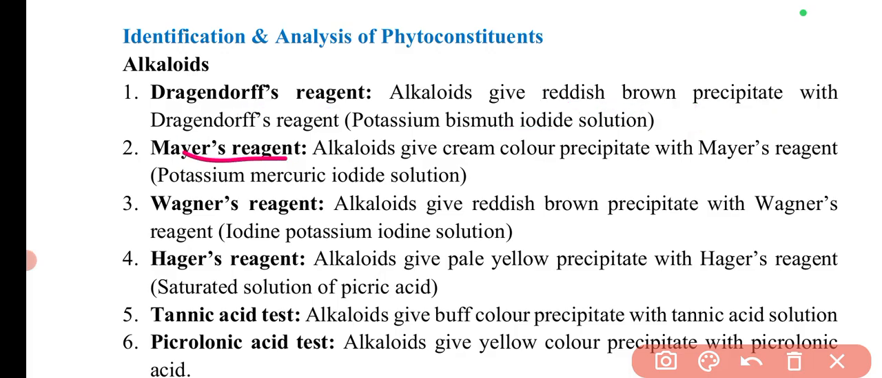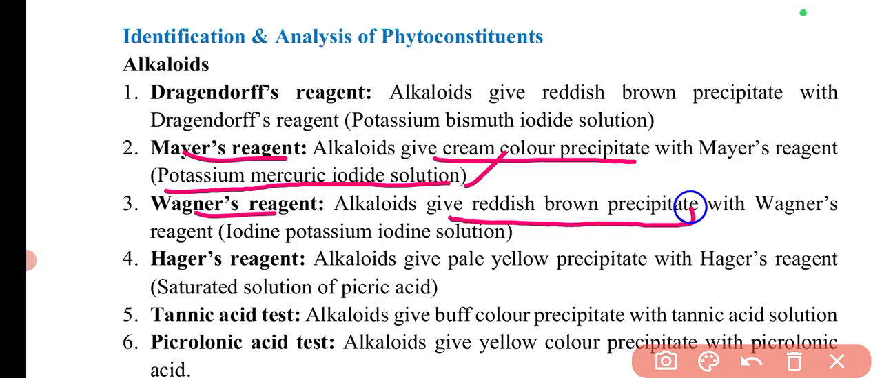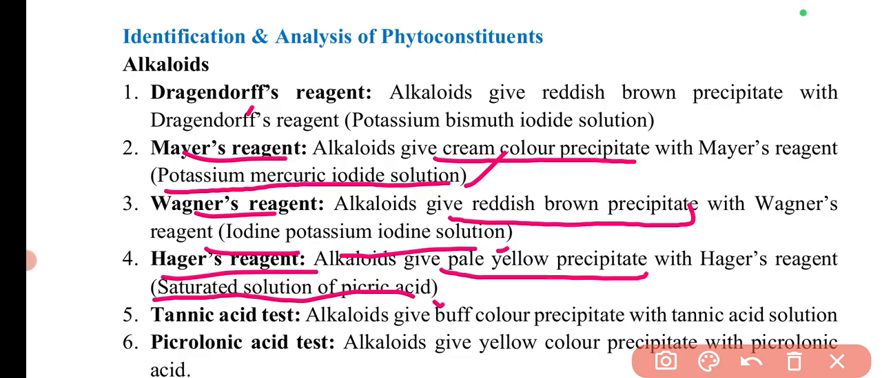Then the second is Mayer's reagent. It will produce a cream color precipitate and the composition is potassium mercuric iodide solution. Then the Wegener's reagent, it will produce a reddish brown precipitate, same as with Dragendorf's reagent, and the composition is iodine potassium iodide solution. Then there is Hager's reagent, so it will produce pale yellow precipitates and the composition is saturated solution of picric acid.